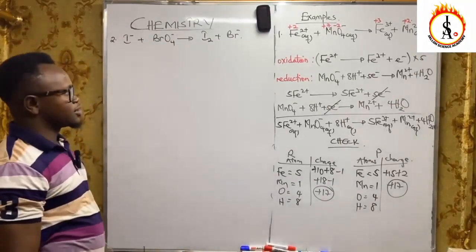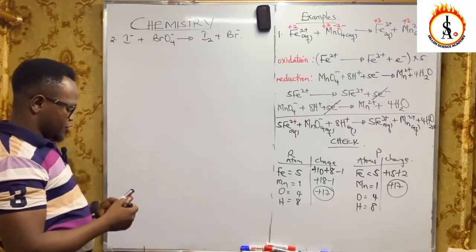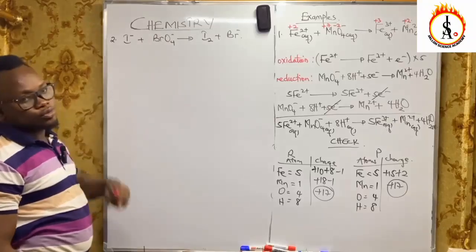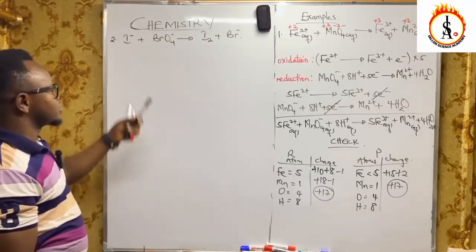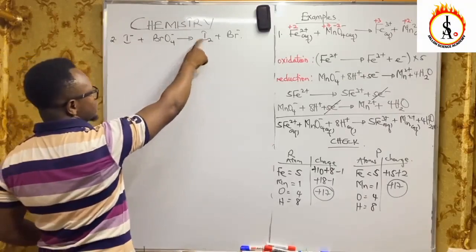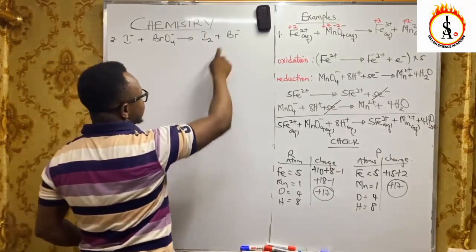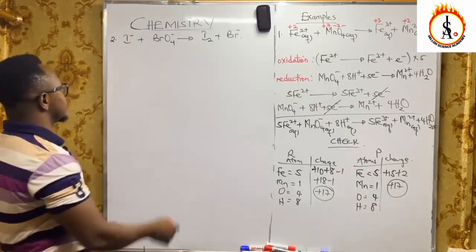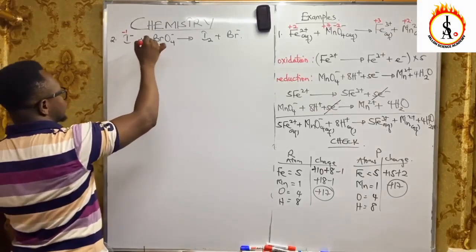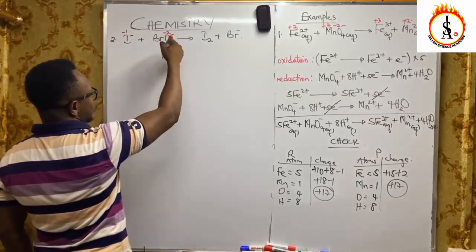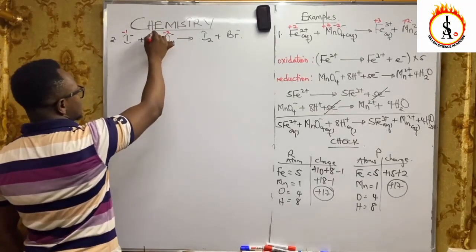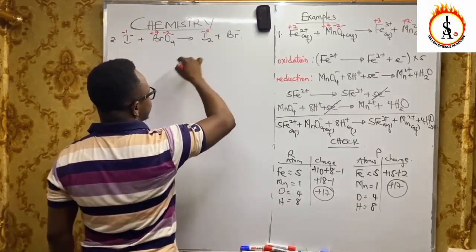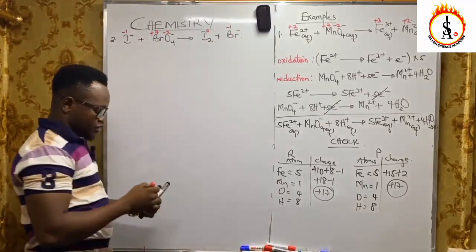Okay, we have the second example on the board here. Of course, you have the iodide ion reacting with the tetraoxobromate 7 here. And then this produces iodine and the bromide ion. So the first thing we do is we assign oxidation numbers. Of course, this is a monoatomic ion, oxidation number minus 1, oxygen here minus 2, and bromine is going to be plus 7, and here the iodine is 0 and the bromide here negative 1.